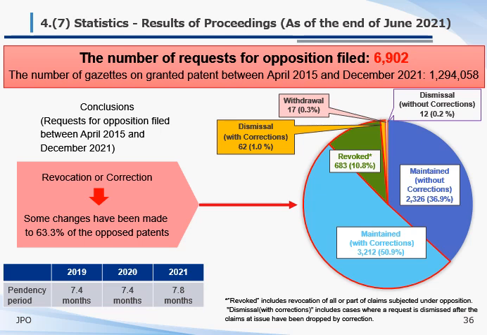Lastly, I want to show you statistics for opposition to grant of patent. 6,902 requests for opposition were filed between April 2015 and December 2021. Please look at this pie chart. The light blue part indicates requests for opposition where patents were maintained with corrections. The green part indicates requests for opposition where patents were revoked. Some changes were made to more than 60% of the patents after requests for opposition were filed. It takes 8 months to complete proceedings for opposition cases.